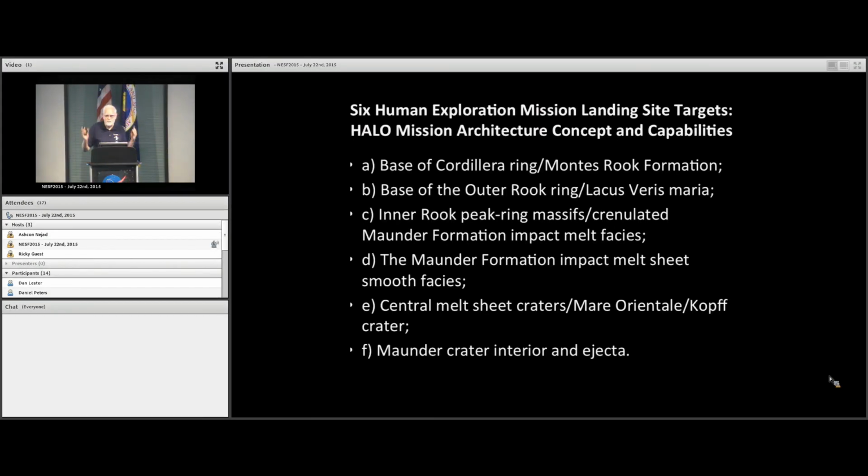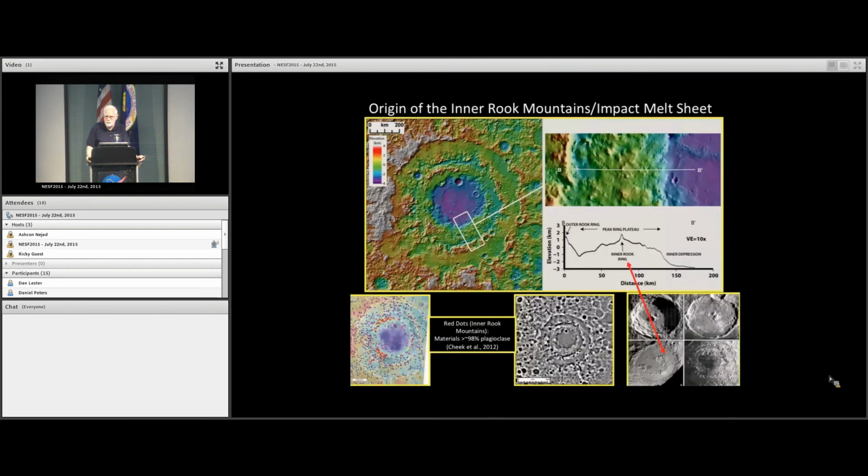So, we want to examine that. What does a fresh impact crater look like on the moon, freshly excavated, et cetera, et cetera? So this is the kind of science and engineering synergism. So that got built into the mission so that we can do things like this as well. So the bottom line is we have a whole set of these things that we're looking to optimize. We have 6 landing sites.